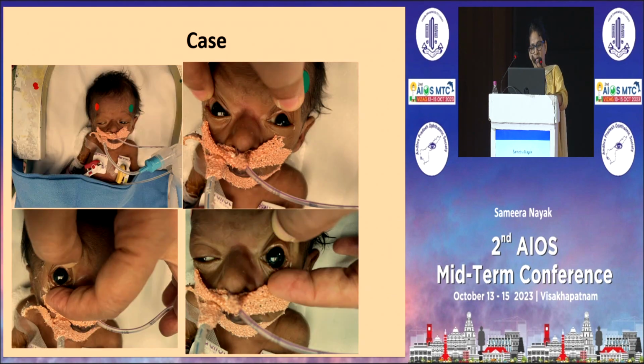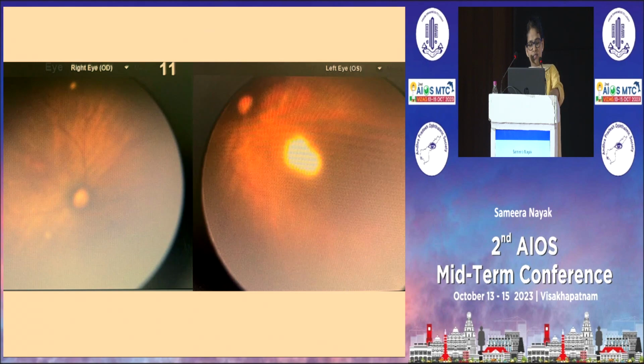This was the baby, and when we saw under the microscope, the anterior segment was essentially within normal limits except mild congestion in both eyes. And this was the fundus picture. This is the RETCAM picture of the right eye and left eye. There was vitritis present in both eyes, and there was yellowish fluffy exudate sitting on the retina in multiple areas in the right eye as well as in the left eye.